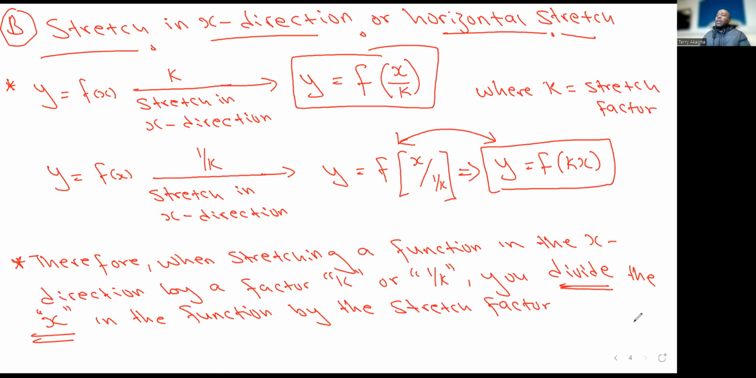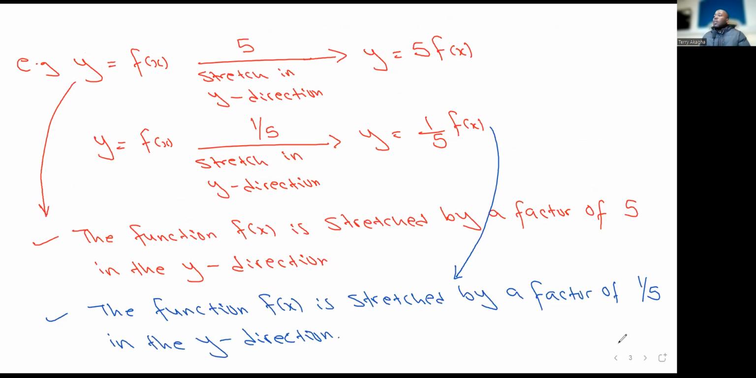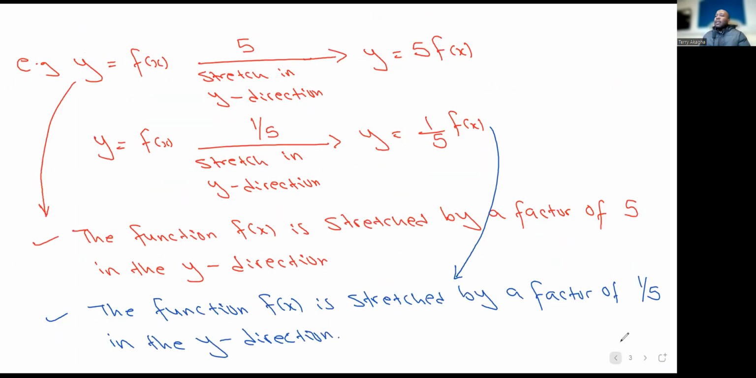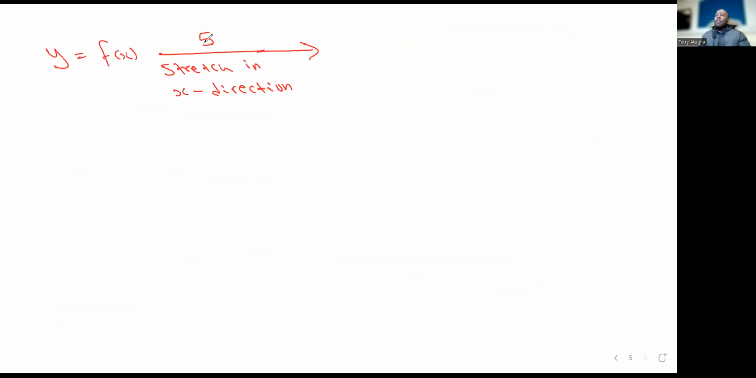So let's pick a quick example, like I did here. If, for instance, we have y is equal to f of x, and you're stretching this by 5, but this time in the x direction. In the previous example we were stretching in the y direction, but now we're stretching in the x direction. With a factor of 5, y is going to be equal to f of the x you divided by what? 5.